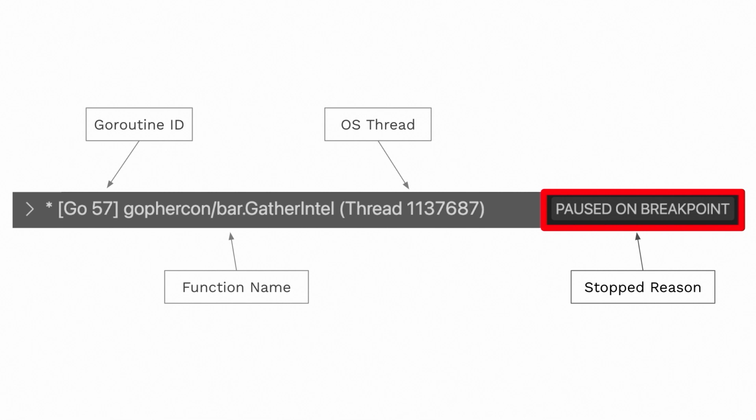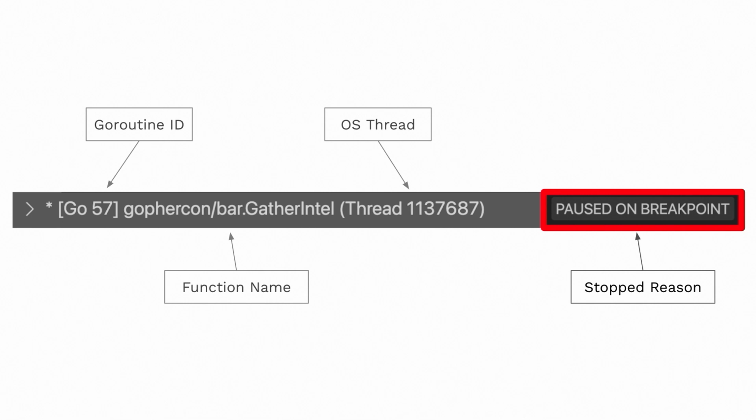Lastly, we get more information about the state of this go routine. If the go routine is running, it will say running. But if it's stopped, we may get some additional reasons about why it is stopped. So for instance, this go routine hit a breakpoint. So we have some additional information that this was paused on breakpoint.